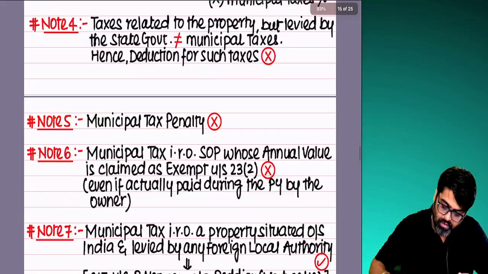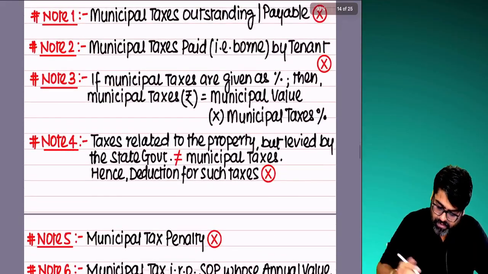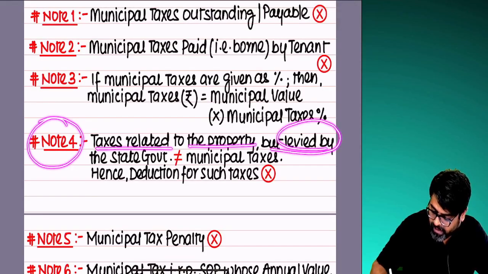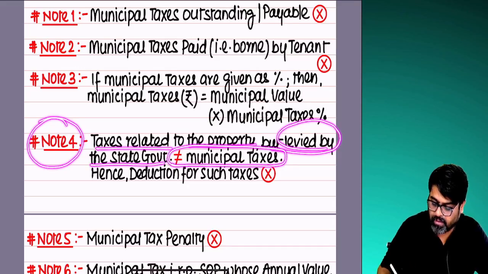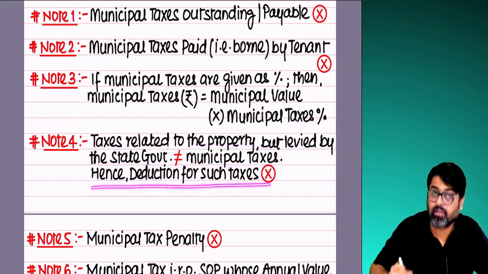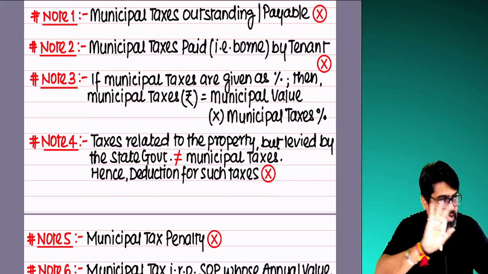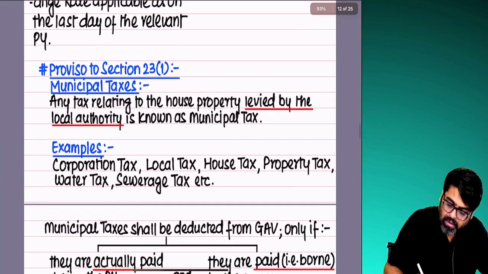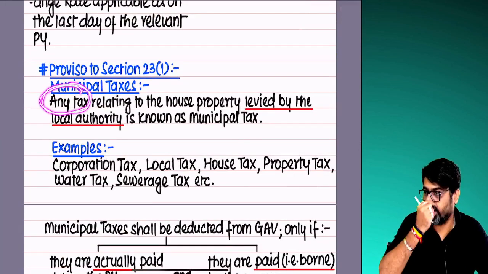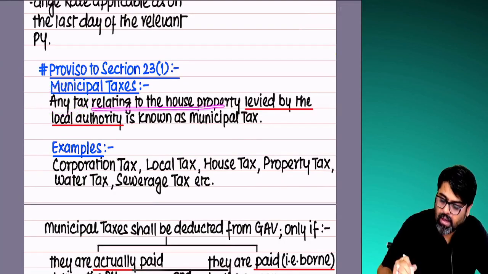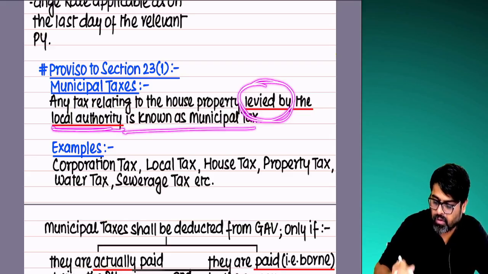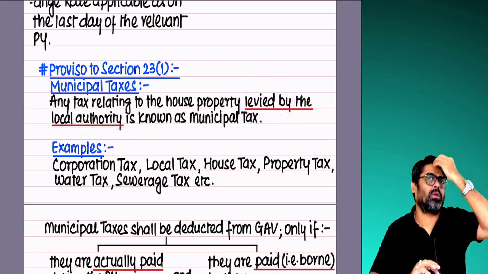Here now you can see note number 4. Taxes related to the property but levied by, charged by whom? Equal to municipal tax or not equal to municipal tax? Hence deduction for such taxes allowed or not allowed? Not allowed. Will you remember? Now what is municipal tax, sir? Municipal tax is any tax relating to the house property which is levied by the local authority. What is a local authority? Municipality.